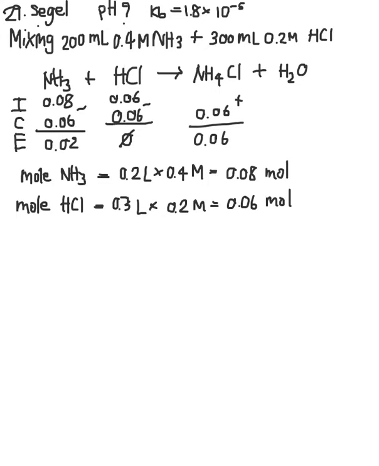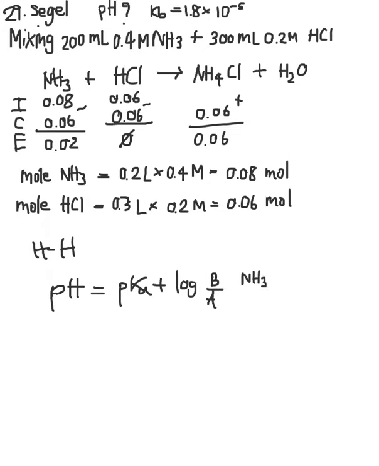If you notice, these molecules are actually a conjugate pair, right? Ammonia and ammonium chloride are a conjugate pair. If you have a conjugate pair left over at equilibrium, it requires you to use the Henderson-Hasselbalch equation to calculate the pH. The Henderson-Hasselbalch equation is pH equals pKa plus log B over A. B will be your ammonia, while A will be your ammonium chloride.